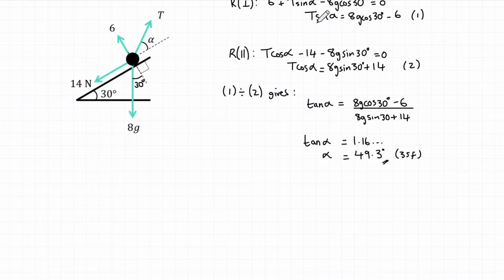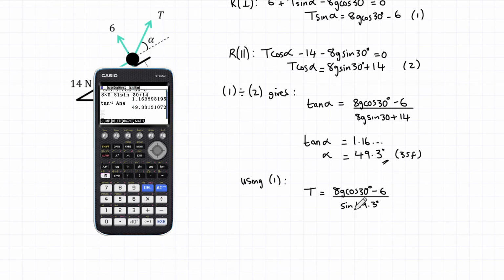To find T, we'll substitute back into equation 1. So dividing through by sine alpha gives us T equals 8g cos 30 minus 6 divided by sine 49.3. Remember to use the exact value here, and if we put that into our calculator, we get 81.7 newtons to 3 significant figures.